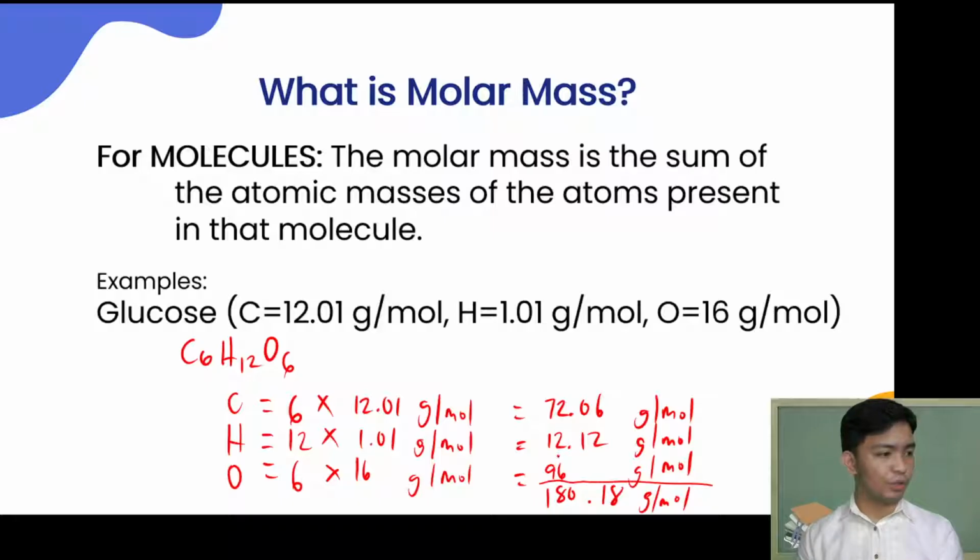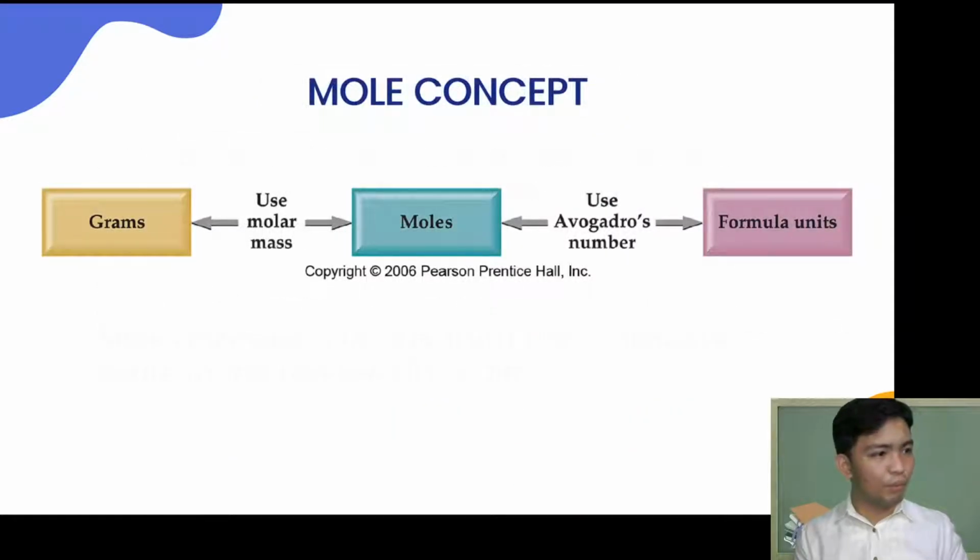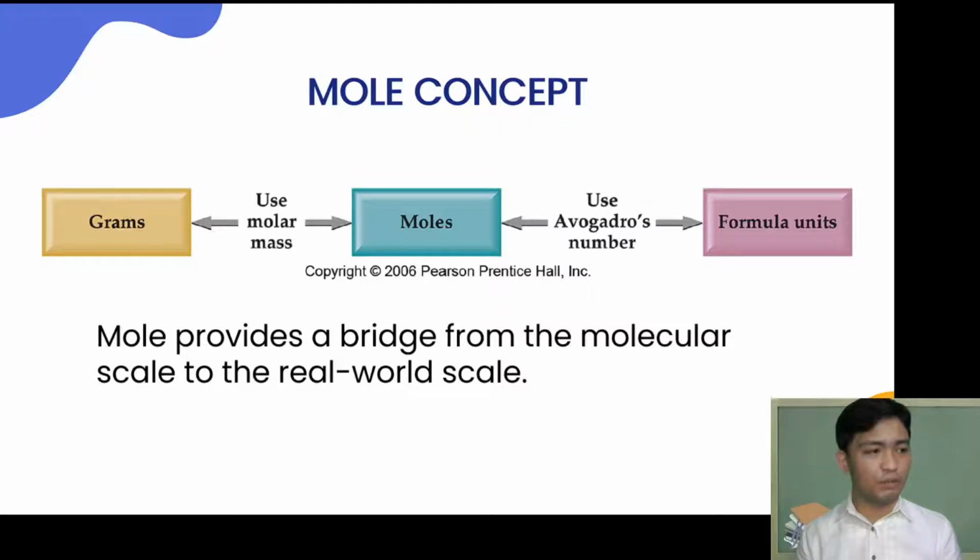Okay? So, 1 mole of glucose, C6H12O6, or 6.022 times 10 raised to 23 na molecules nitong glucose, ang timbang nun would be 180.18 grams. Okay? So, hopefully, nakuha kung paano yung pag-compute ng molar mass. So, definitely, the mole is actually the bridge from the molecular scale to the real-world scale. Real-world scale in grams na yan, di ba? Yun namang sa molecular scale, yung bilang pa ng mga atoms. So, you'll be able to determine the number of particles present. Let's say you know the grams, through the moles, you'll be able to determine kung ilang grams yung dapat mong kunin.